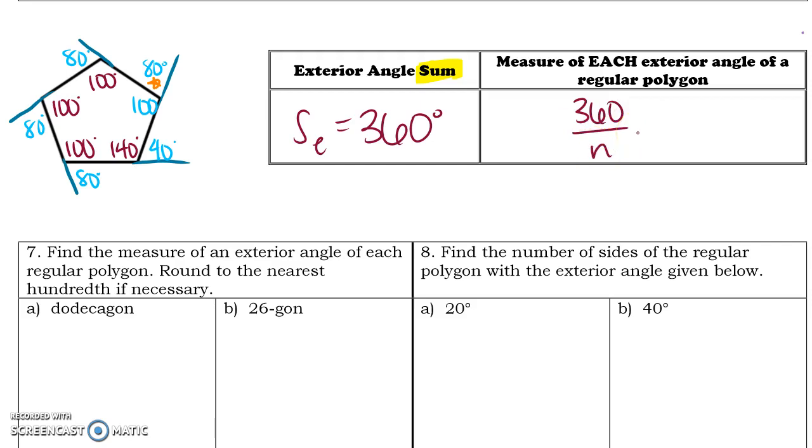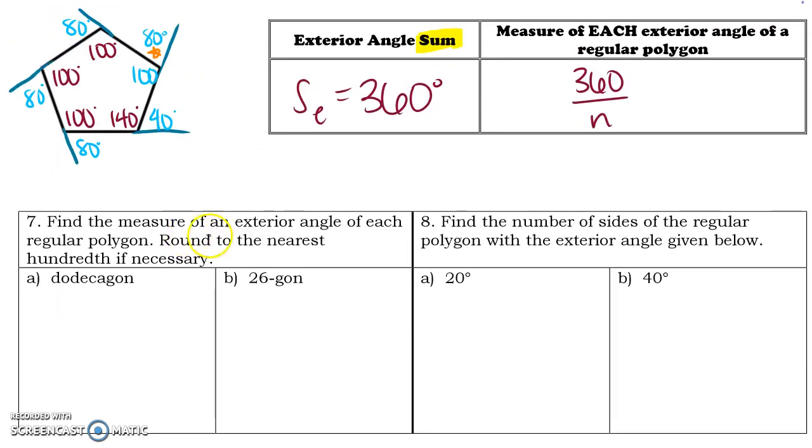Okay, so let's try it out down here. It says, find the measure of an exterior angle of each regular polygon. Round to the nearest hundredth if necessary. Dodecagon, 12 sides. So you want to find the measure of each exterior angle. So that means we want 1. We're going to use this equation: 360 divided by 12. And that will give us the measure of one exterior angle. So you get that. That's 30 degrees. This is an angle, so make sure you have degrees there.